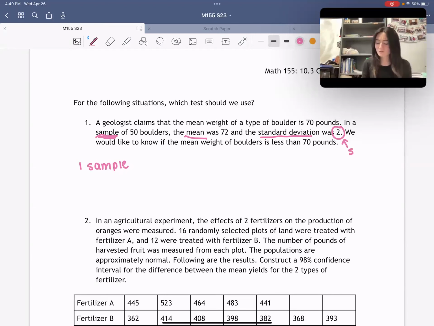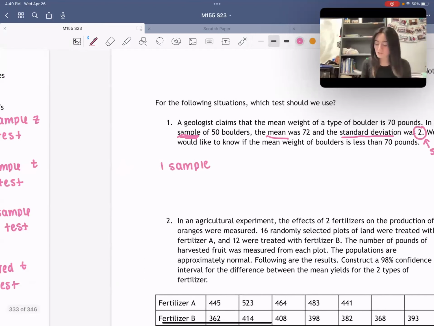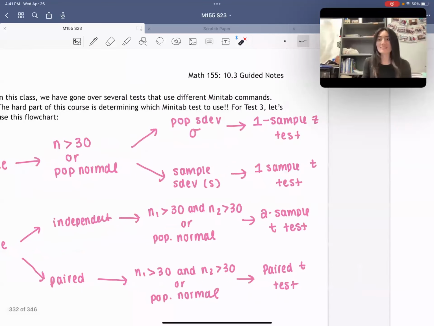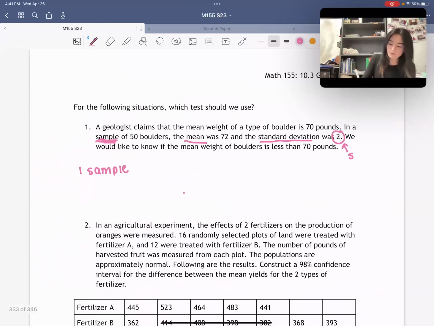Let's take a look at our flowchart and see what we do. Remember, if we're given the sample standard deviation with one sample, looks like we're using the t-test. So that's why number 1 is the one sample t-test.